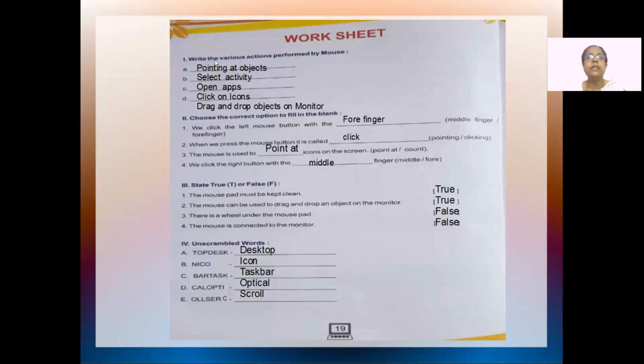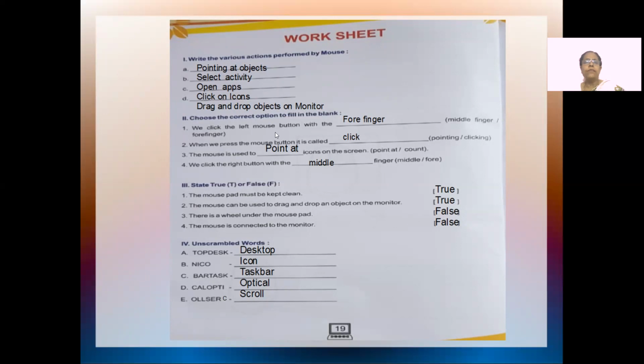Read the questions and the sentences and apply it here to your answers. Write the correct answer. Write the various actions performed by the mouse. What can the mouse do? It can point at objects. It can drag and drop objects. It can select any activity. It can open apps. You can click on icons. You can drag and drop objects and many other things. You can write your own.